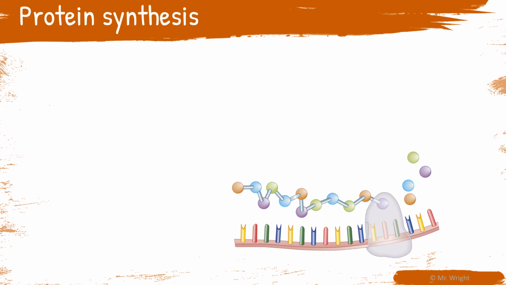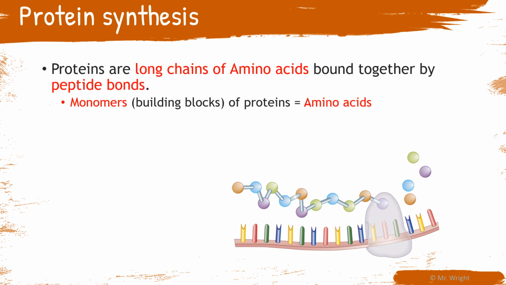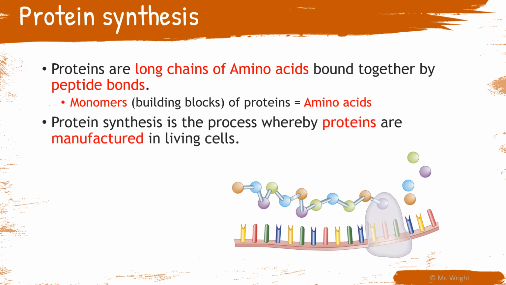Firstly, we need to recap what exactly a protein is. From grade 10, you'd remember that proteins are organic compounds, and they are long chains of amino acids that are held together by peptide bonds. So the monomers of proteins are amino acids. Protein synthesis is the process whereby proteins are manufactured within living cells, and DNA and RNA control the process of protein synthesis.